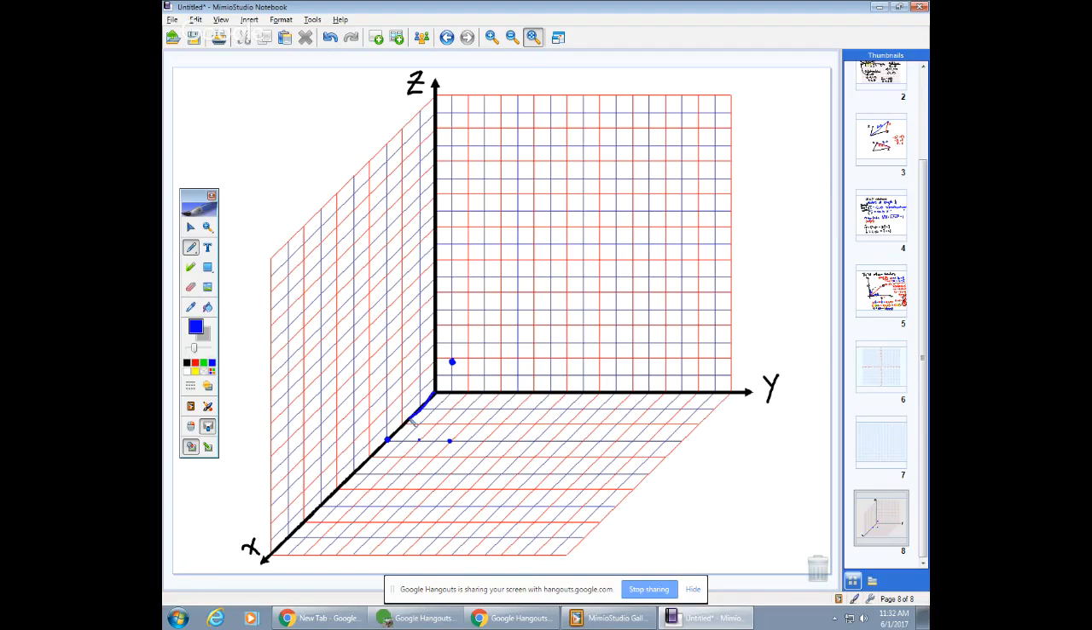So I'm going over this way, 3. I'm going to go over that way, 4. And then I'm going to go up this way. And I was trying to go 5 in the z direction. So that puts me at this point out in space there. Okay? So that's one way to map coordinates.